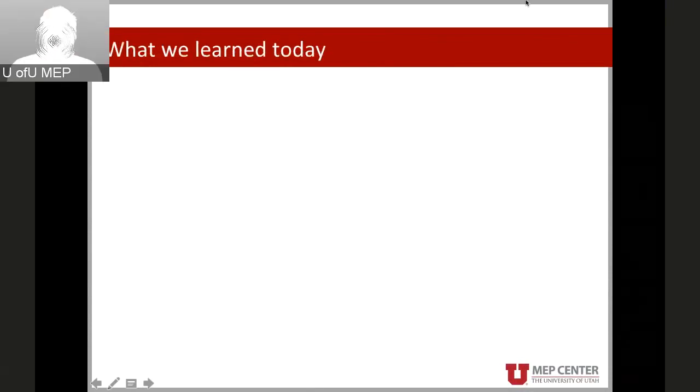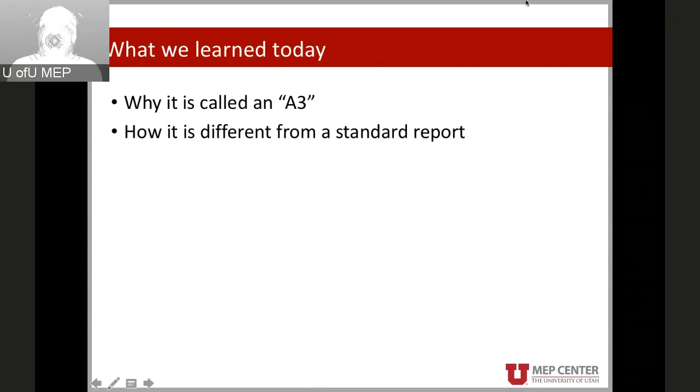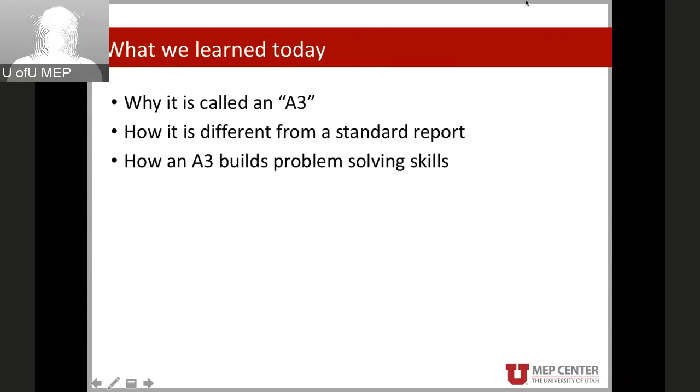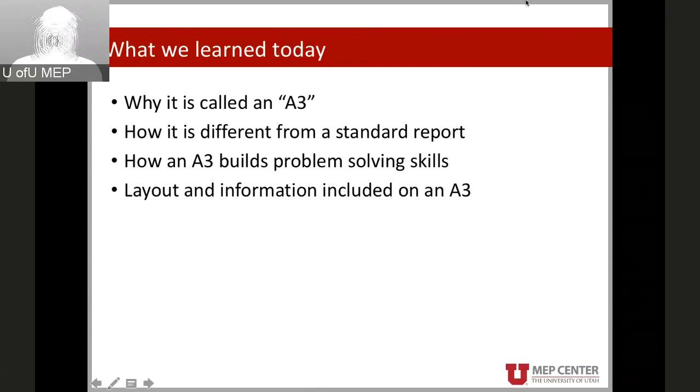So we're almost done. I appreciate your time today. I knew this wasn't going to be very lengthy, but hopefully you have learned why A3 reports are called an A3, why it's different from just a standard report you might write, how an A3 is utilized to build problem-solving skills in your company, in your organization, on your team, what sort of layout you would use and what kind of information you use on your A3, why the plan, do, check, act process is so important with an A3, and then some examples of what these might look like. And I'm hoping if you haven't done an A3, you're ready now to go ahead and do one.